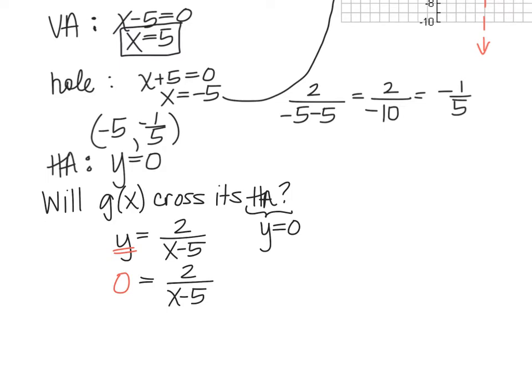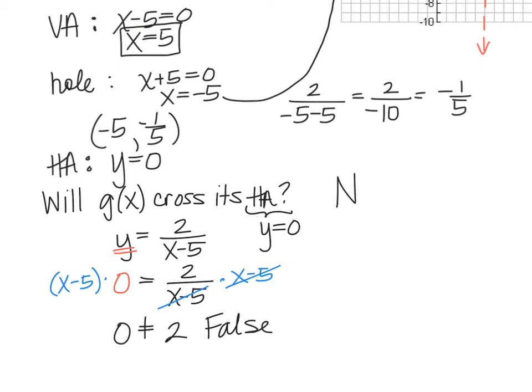So we're going to solve this equation and see if we get any solutions. So to solve, we would multiply both sides of the equation by x minus 5 to divide out the quantity x minus 5. And then x minus 5 times 0 is just 0. So we end up with the statement 0 is equal to 2, which is clearly false. That is definitely a false statement. So because we did not get any solutions, our answer is no. This graph will not cross its horizontal asymptote.